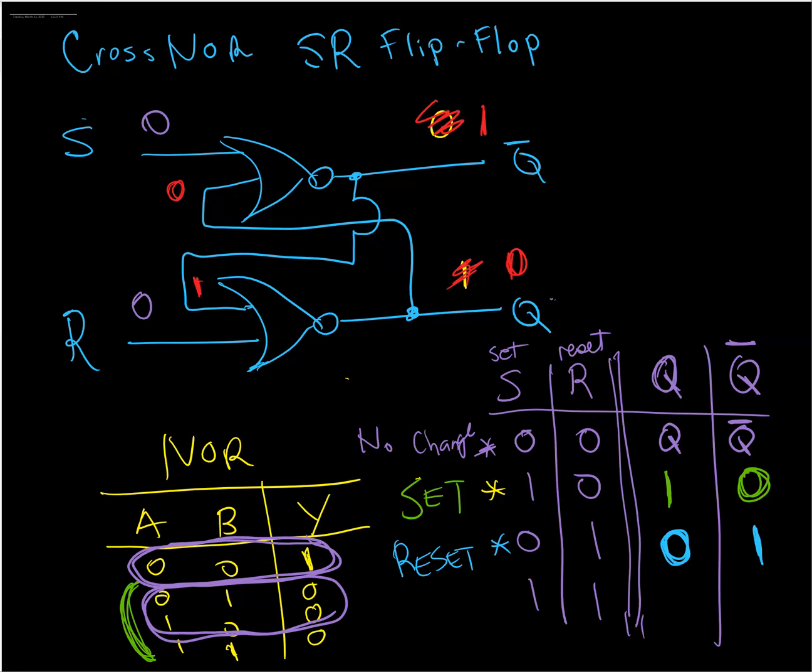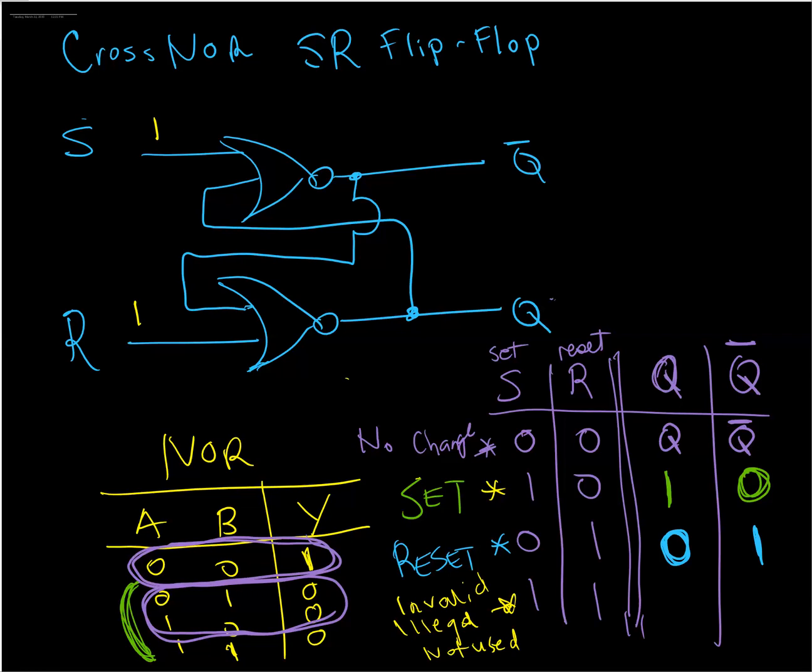The last condition for our truth table is when S and R are both 1. I'll do that in yellow. So looking at this condition here, we call this condition a few names. We call it invalid, illegal, or not used. And I'll show you why. If S and R are both 1, we know that that is going to drive automatically the outputs to 0 and 0, because anytime a NOR gate input is 1, the output becomes 0.